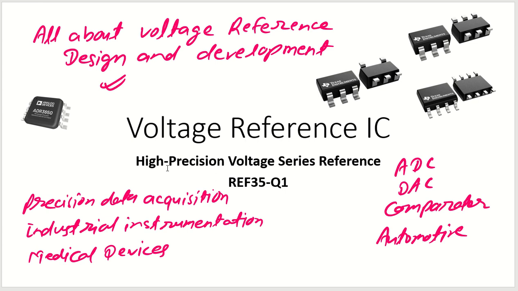Okay. So in high precision series voltage reference ICs, what happens is basically you don't need a series resistance to limit the current into the IC. Okay. This will be without this series resistance.